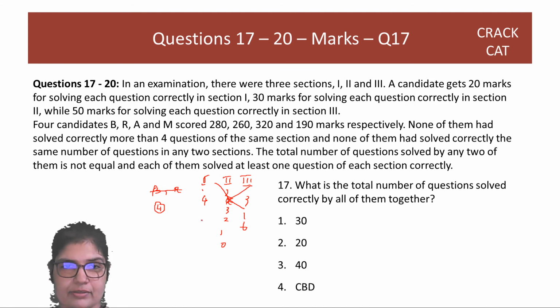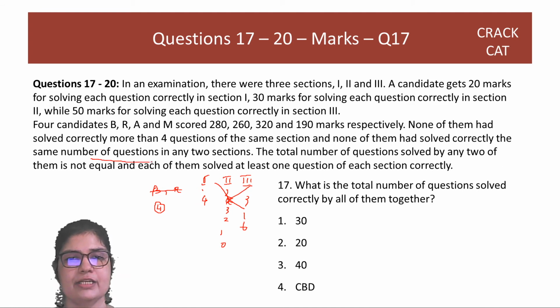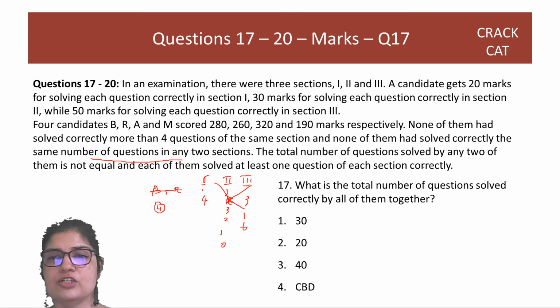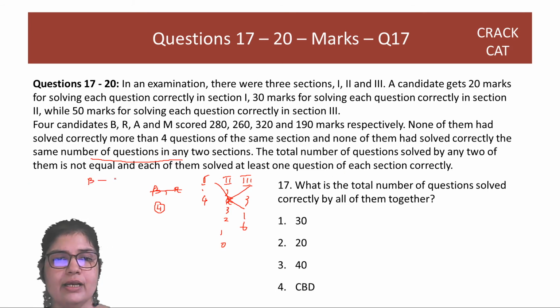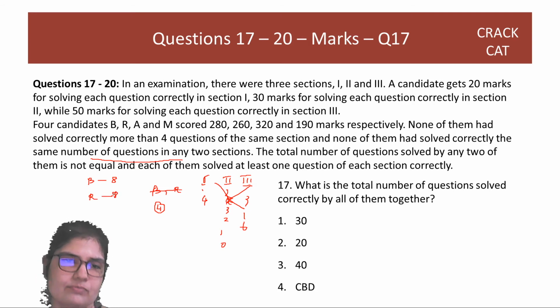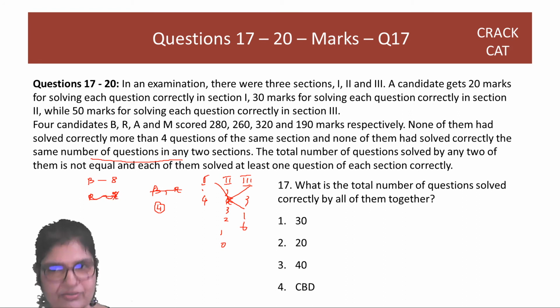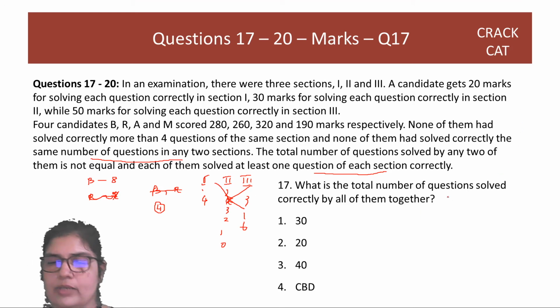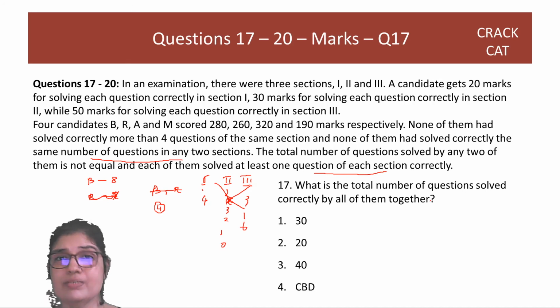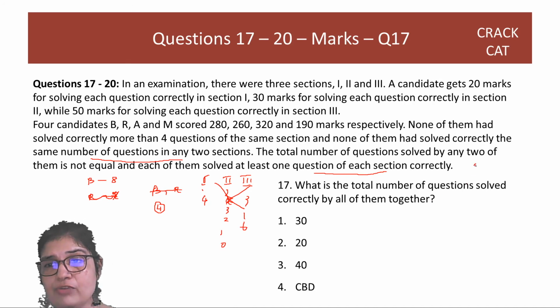It's all different. Okay, no same number of questions in any 2 sections. The total number of questions solved by any 2 of them is also not equal. So if BRAM has totally solved, let's say, 8 questions, R cannot have solved 8. So then the total number of questions is also different. And each of them solved at least 1 question of each section correctly. So okay, I need different numbers in all three sections. Everyone has solved at least one question. So the minimum for everyone is 1, and the maximum for everyone is 4.